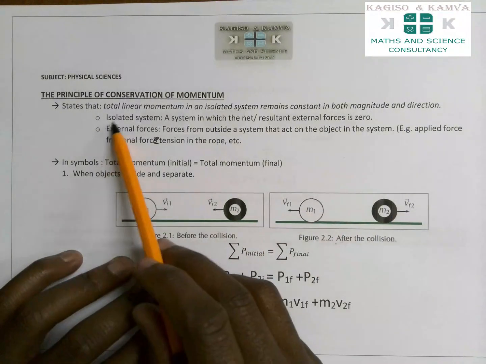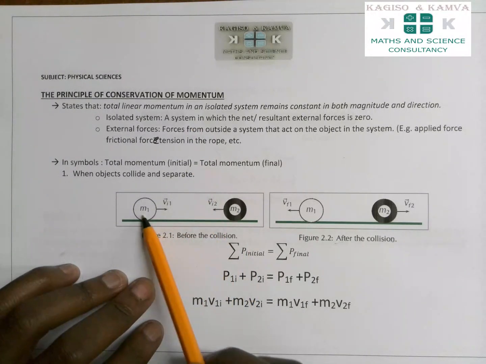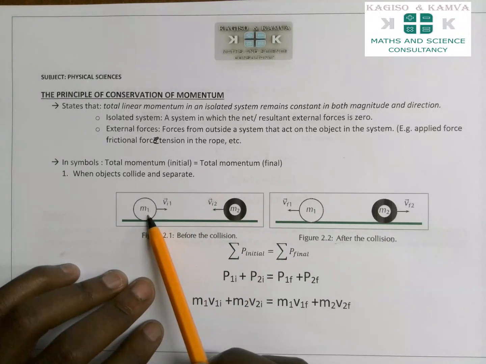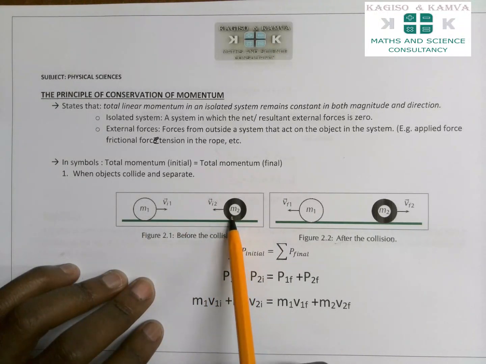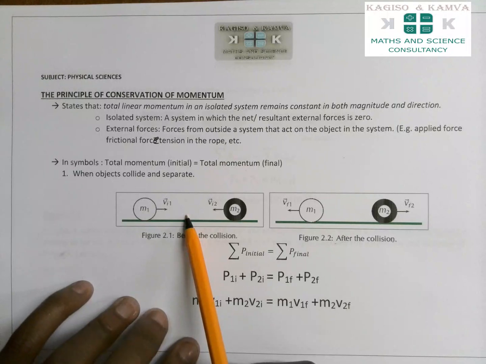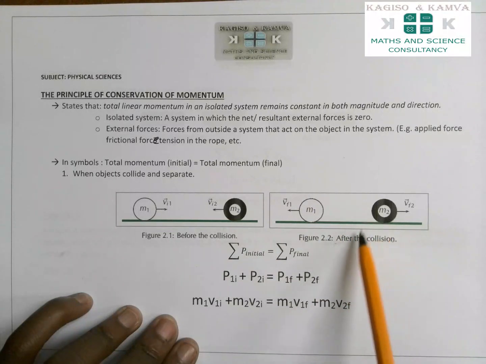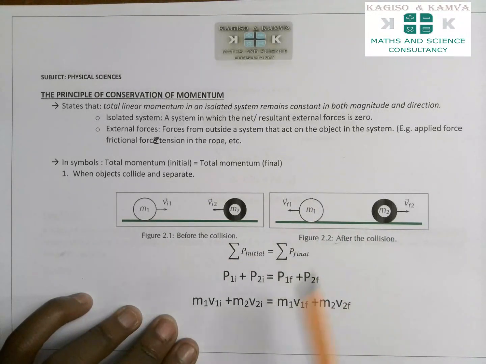So what does the conservation of momentum mean? It means the total momentum before the collision, if we add the momentum of ball 1 and ball 2, the momentum of this ball and that ball, must be equal to the momentum of ball 1 and ball 2 after the collision, meaning the momentum is conserved. Now, that will be the sum of momentum initial is equal to the sum of momentum final.